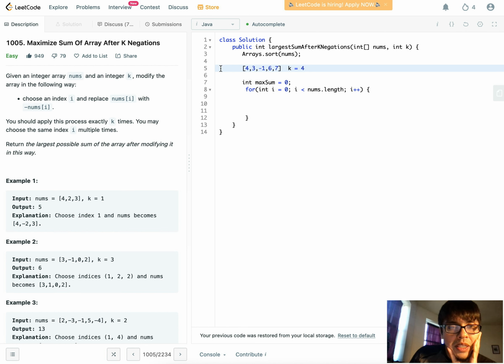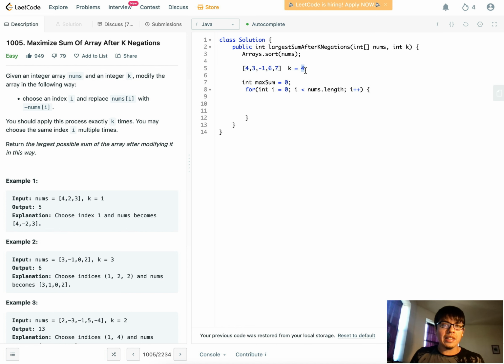Because then the sum becomes 4 plus 3, which is 7, minus 1, which is 6, plus 6 is 12, and 12 plus 7, sorry, which is 19, and 19 is far larger than the previous sum, what we had before, which was, I guess, 9. Right, because we didn't want to actually go through and negate 6. So this is a boundary, right?